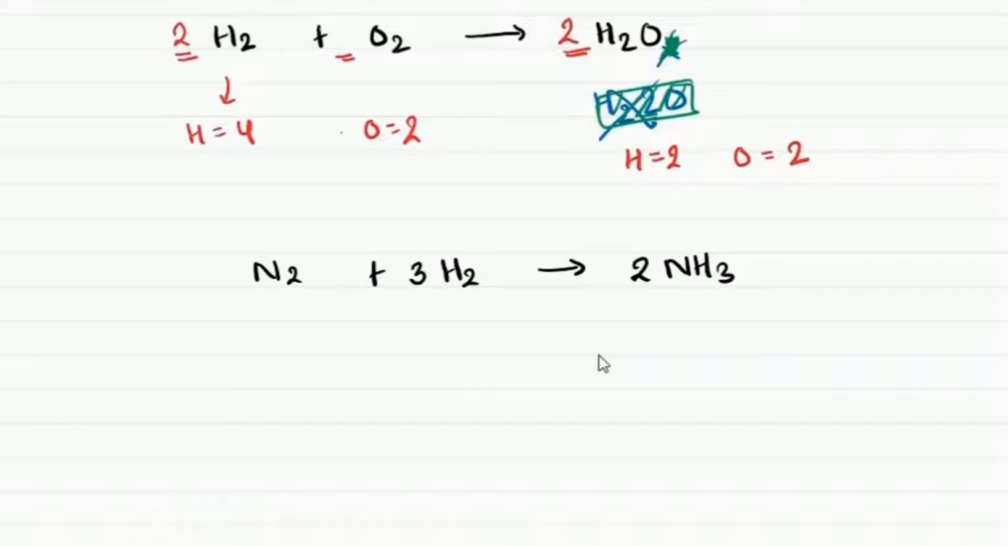Okay, let's look at another one. Zinc plus hydrochloric acid gives us zinc chloride and hydrogen. Zinc is balanced: 1 zinc, 1 zinc. There are 2 chlorine, so just write 2 here. Now there are 2 chlorine. There are 2 hydrogens and 2 hydrogens, and this is all balanced again.